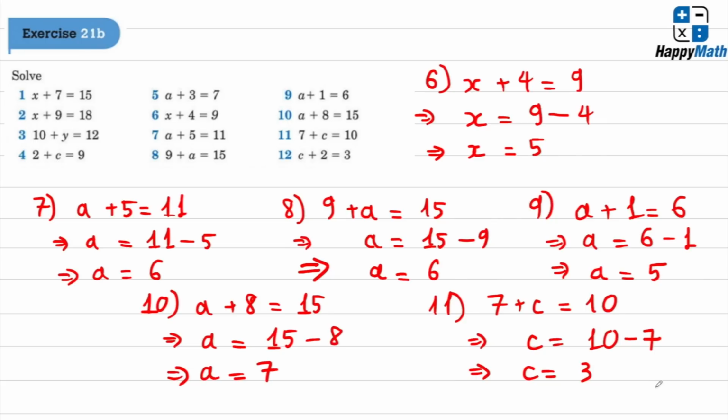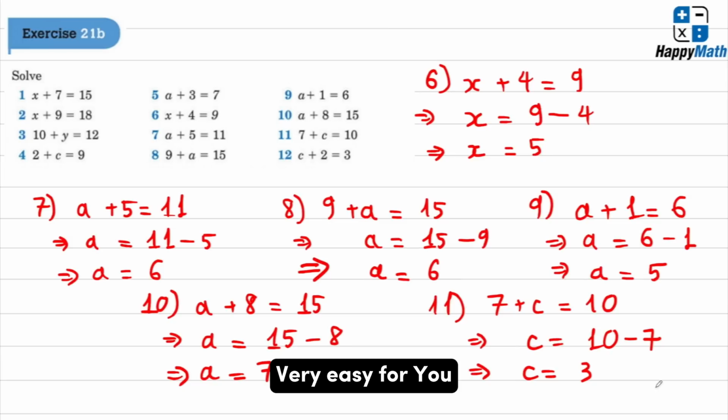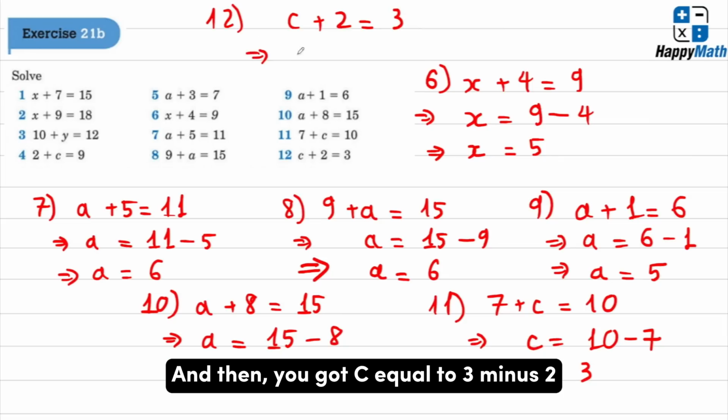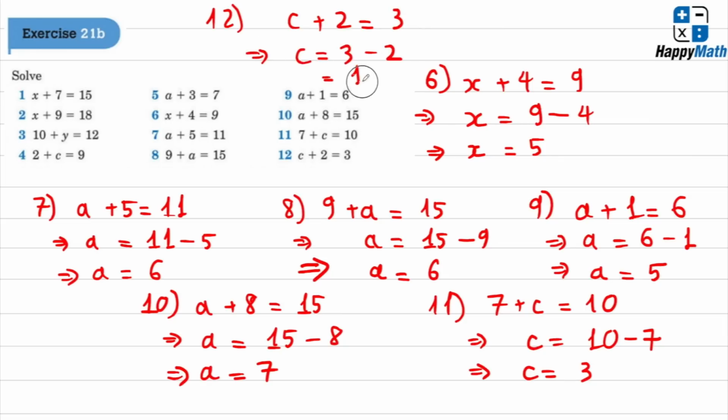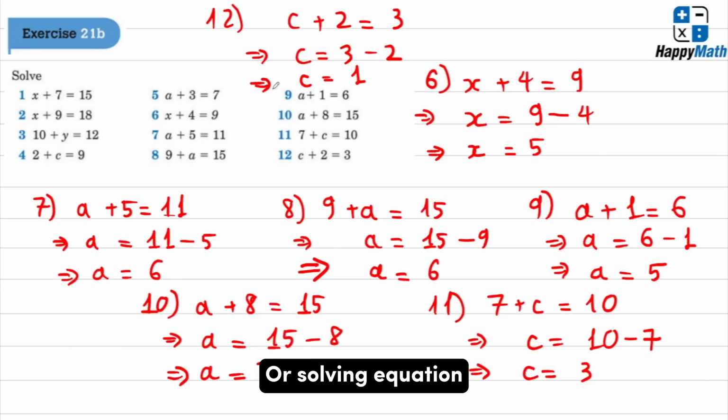Okay. And the last one, question 12, very easy for you. c plus 2 equals 3, and then you got c equal to 3 minus 2 equals 1, c equals 1. So we finished the first 12 questions for practicing the transposition method for solving equations.